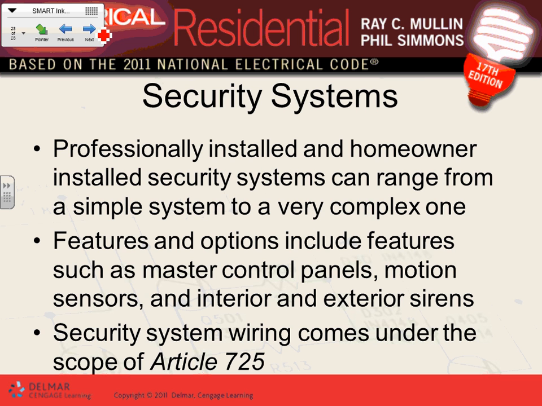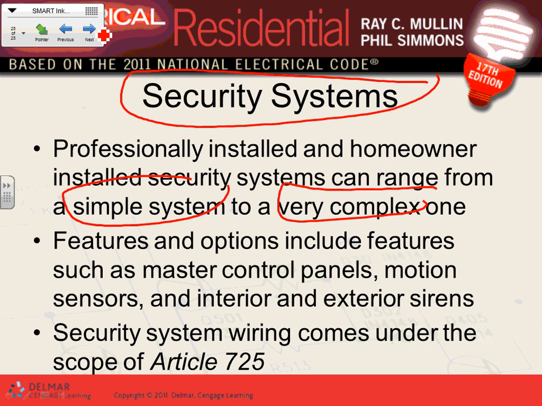Security system. Security is owner provided. The code doesn't say anything about you having to have a security system. It's up to you. I want to remind you guys, it's a power limited class 2 circuit. It could be installed by the owner or professionally installed. It could be a very simple or very complex system. You could have a security system that activates a machine gun, or you can have one that just shouts and horns.